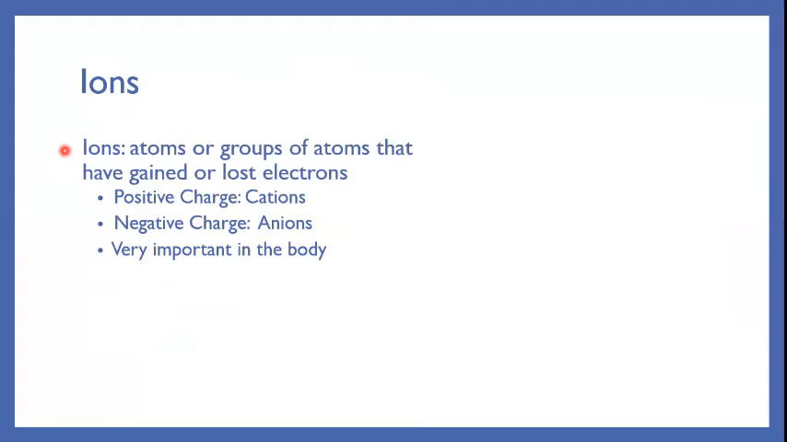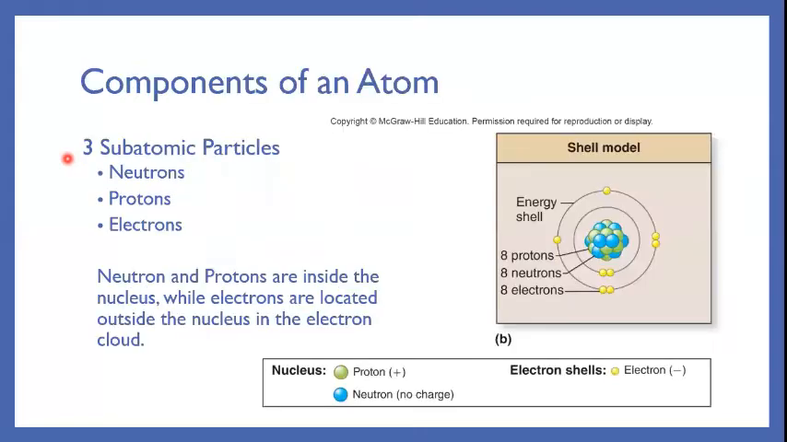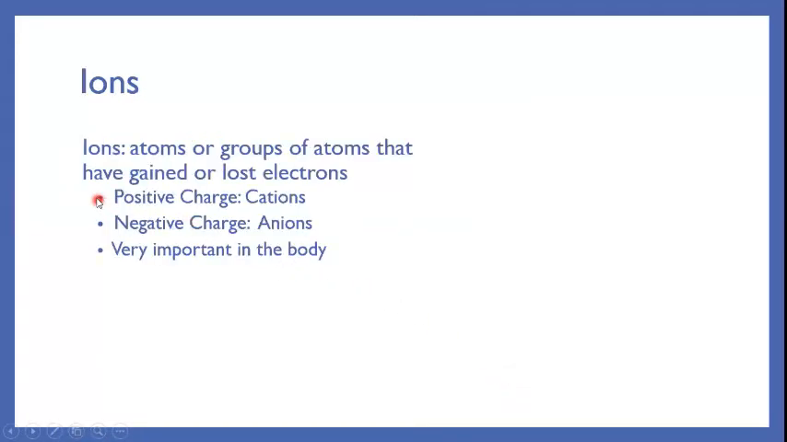Ions are atoms or groups of atoms that have gained or lost electrons. Electrons have a negative charge. So if we lose electrons, we now have a positive charge. There are more positive protons than there are negative electrons. These positively charged atoms are called cations.